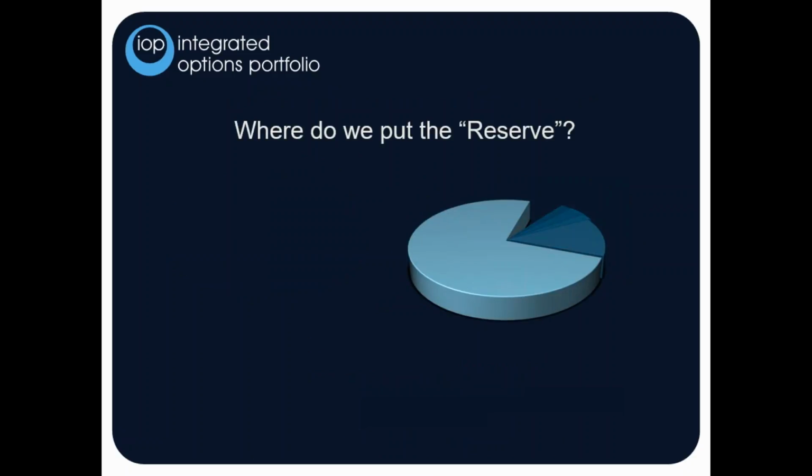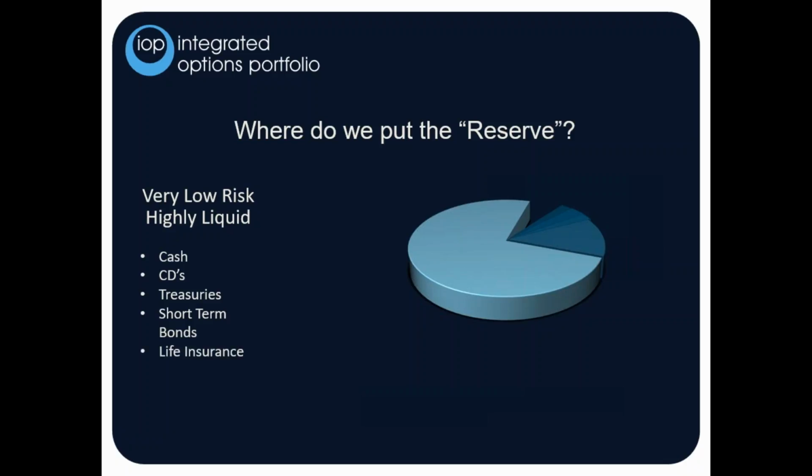But again, as Kirk had mentioned, for that reserve, we can put it into many different vehicles to accomplish the desired function we're looking for, which is very low risk and, of course, highly liquid. And then just to recap some of the things that Kirk had mentioned as different options for the reserve, we can take a look at cash or maybe short-term CDs. He had mentioned treasuries and even short-term bonds. But then moving into a focus on life insurance.